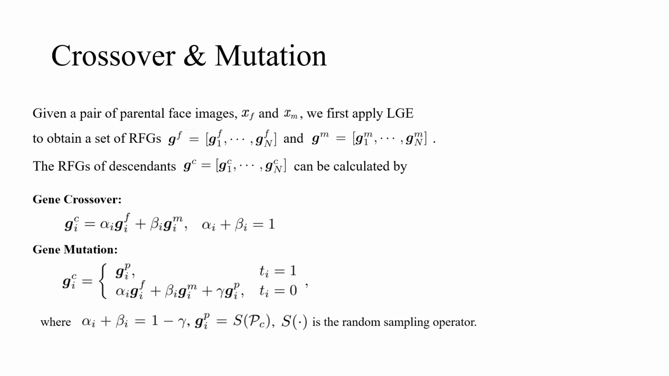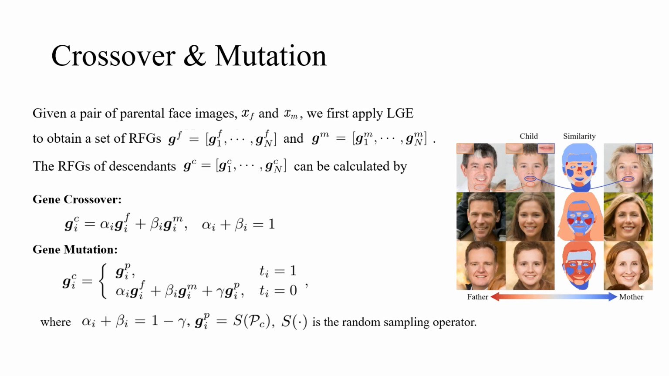The genetic representation of the descendants is synthesized through crossover and mutation processes. Given the parents' photos, we first use a latent-based gene encoder to obtain their RFGs, region-level facial genes. The most straightforward approach is to construct the descendants' RFGs by weighting the RFGs of both parents. This process, called crossover, aims to preserve the similar facial regions between the parents. However, the descendants generated using this method lack diversity.